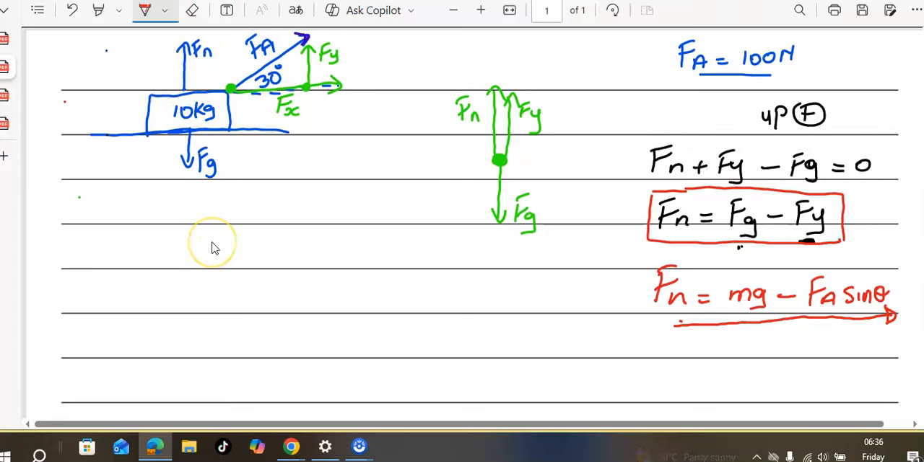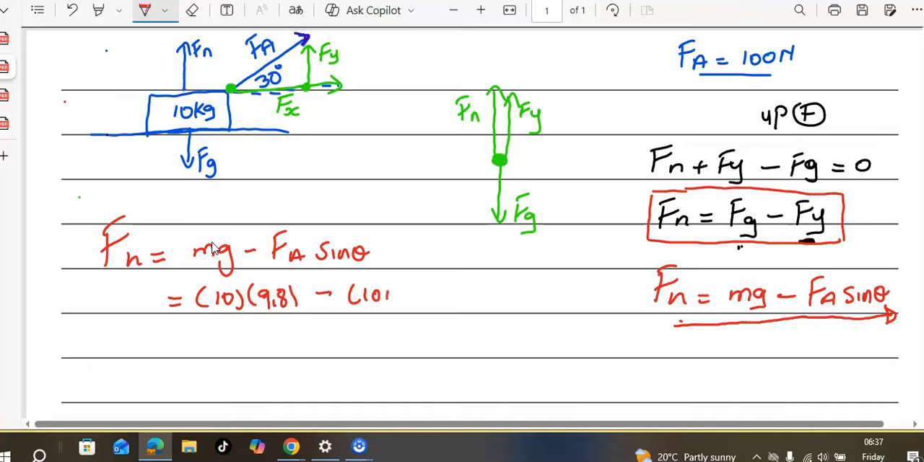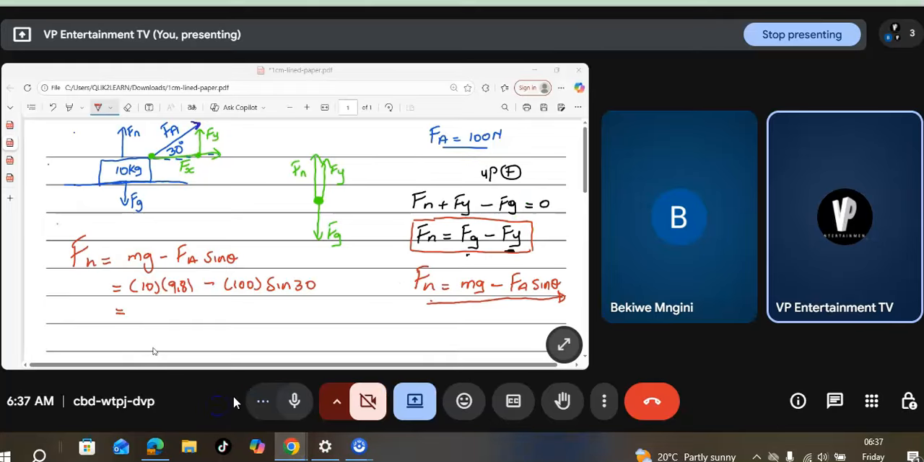So now, to calculate the normal force of this object, it will be mg minus Fa sine theta. Let's substitute. The mass was given as 10, g is 9.8, minus the applied force, which is given as 100, and the sine of that theta, which is 30. You just have to punch everything on the calculator and tell me what you get.